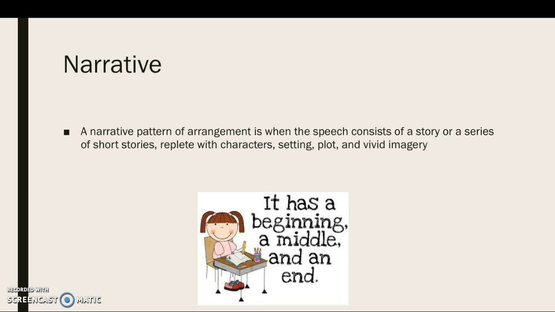The next one is narrative. I don't have a whole lot about narrative because this is not a good idea. Your introductory speech was probably a narrative, and that's okay. But for your informative or persuasive speech, I suggest that you do not use a narrative pattern of arrangement. A narrative is just a story, and it's really difficult to get your point across in an informative speech, or especially a persuasive speech, with just a story. If you have a story in one of your points, then that's okay, but your whole speech should not be a story. So a narrative is when the speech consists of a story or a series of short stories with character, setting, plot, and vivid imagery.